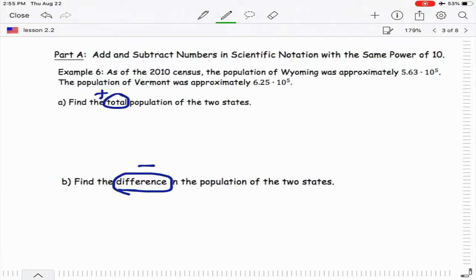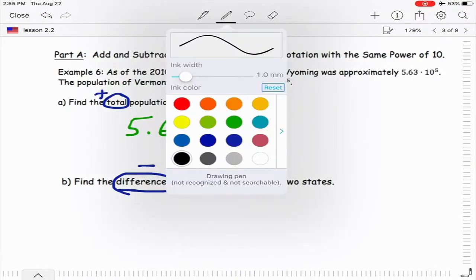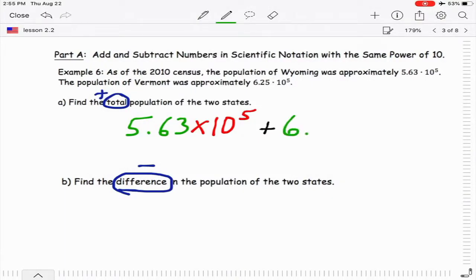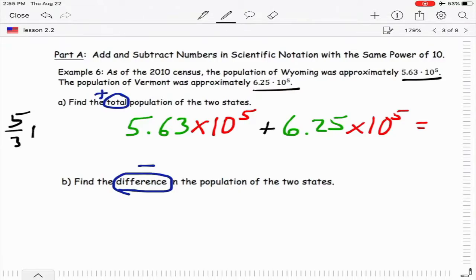So when we add scientific notation, it's going to be 5.63 times 10 to the 5th power, plus 6.25 times 10 to the 5th power. Whenever you're adding scientific notations, try to think of it like fractions. So over here, I'll just do 5 over 3 plus 7 over 3. You do not need to solve this.